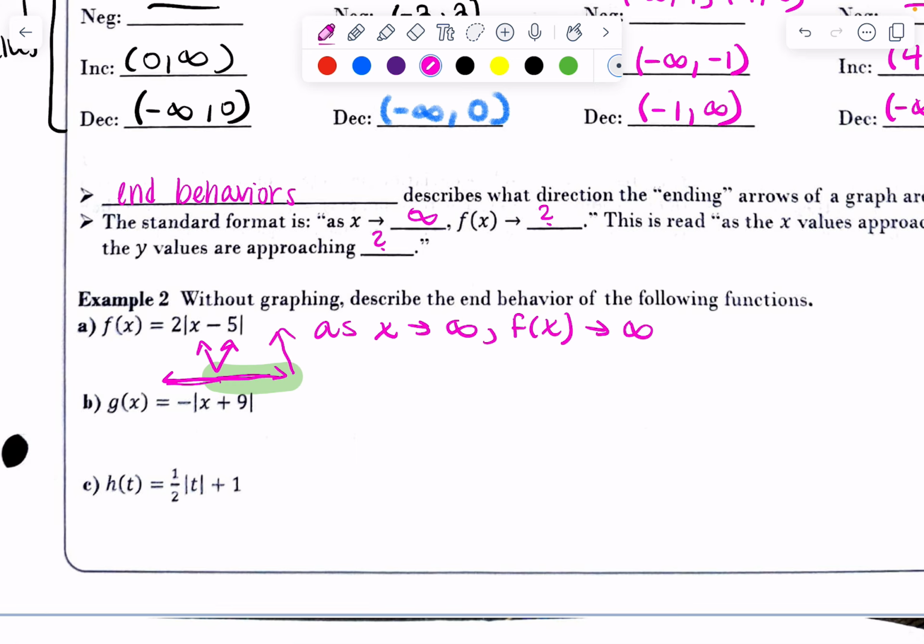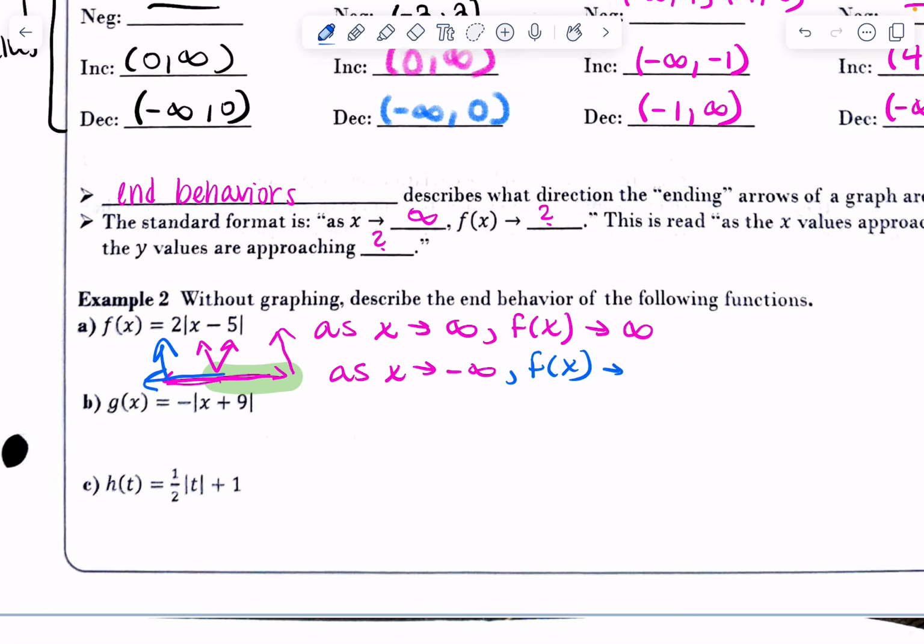And then we do the same thing for negative infinity. So as x goes to negative infinity, so it's traveling this way, where's my y going? Well, the graph of y, the y values are going up. So that's to infinity. Let me fix that infinity. It's quite ugly. Like that. Not much better, but you get the point.